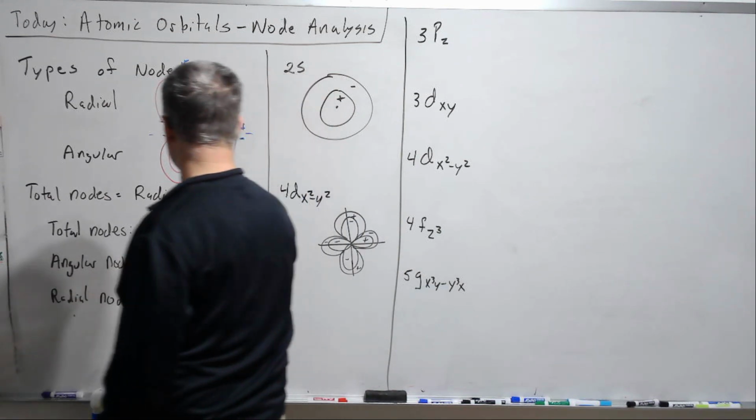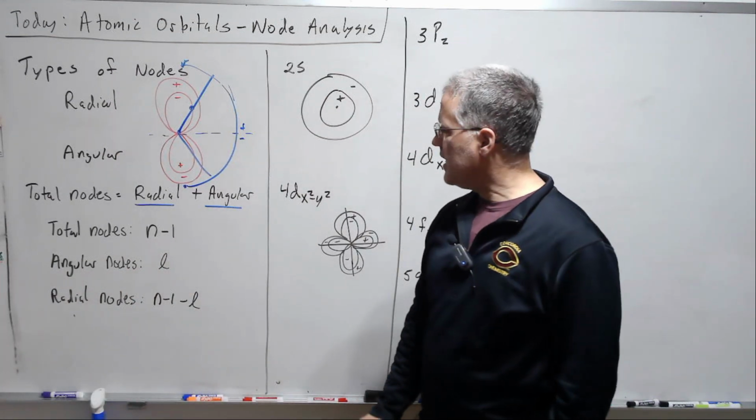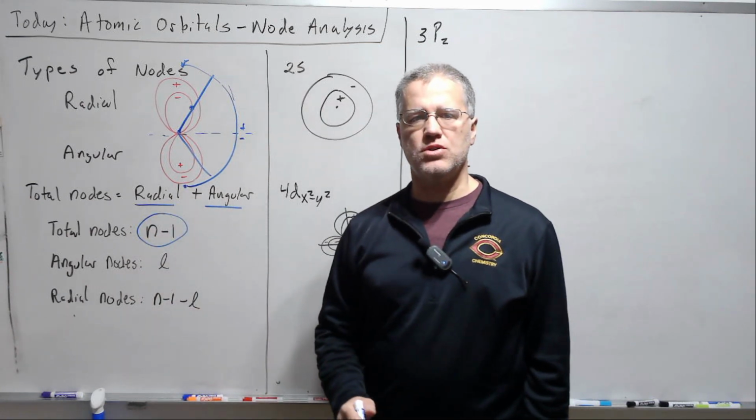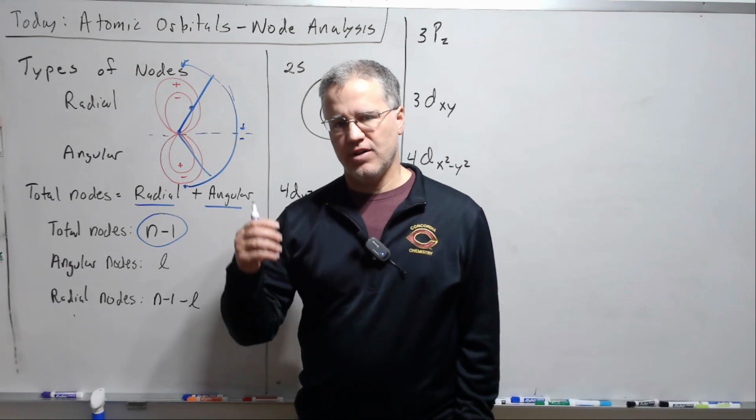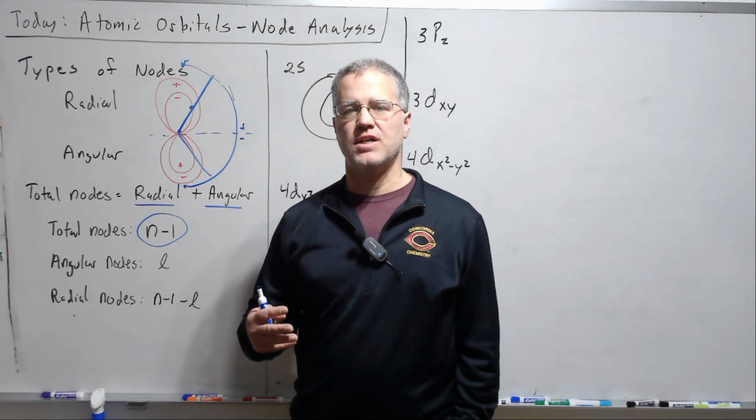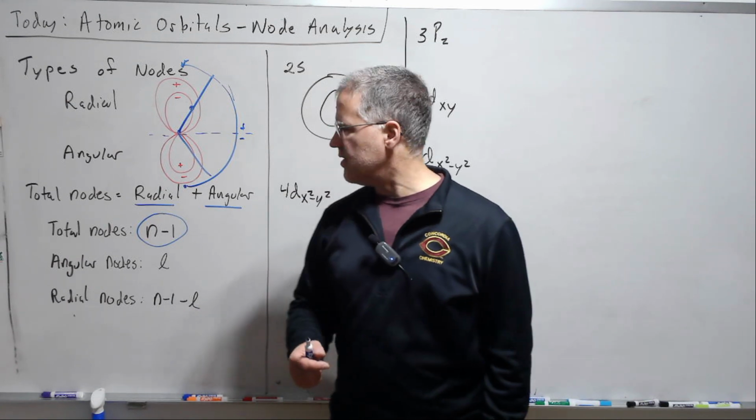The total number of nodes is going to be the angular plus the radial number of nodes. And there's always going to be n minus 1 total nodes. So if n is 4, then we know we have 3 total nodes. We don't necessarily know what type, radial or angular, but we know there's 3 of them.